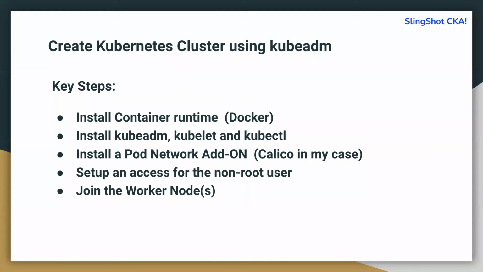So the key steps for creating a Kubernetes cluster are installing the runtime, which is Docker. And then we will be installing three major key components: kubeadm, kubelet, and kubectl. And we will also need a pod network, Calico in my case, so we have to install the pod network add-on. And then we have to configure the access for non-root users once the cluster is set up. Finally, we will also join the worker nodes. And that actually completes our setup of the complete cluster that includes master and worker nodes.